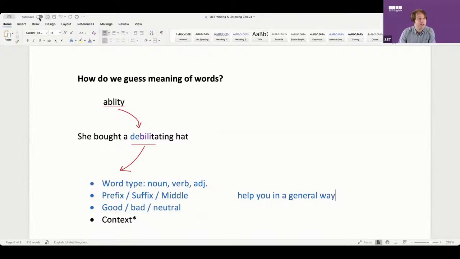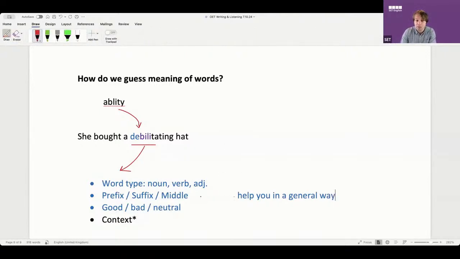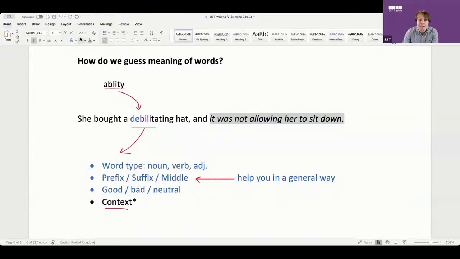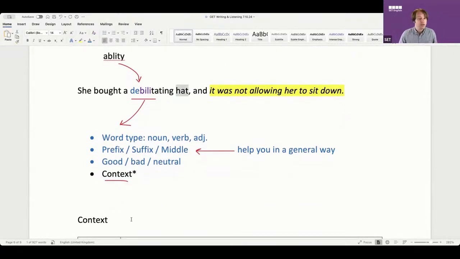I think context is the most important way to get the meaning though, right? Looking at context. If I say, she bought a debilitating hat and it was not allowing her to sit down. What is this? It's context, right? It's telling us. And as Anthony says, we even have a pronoun. The pronoun "it" is the hat. So context is a big, big thing that allows us to get the meaning.